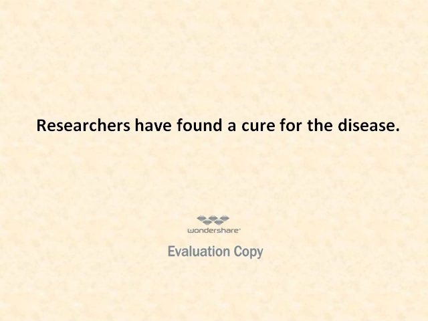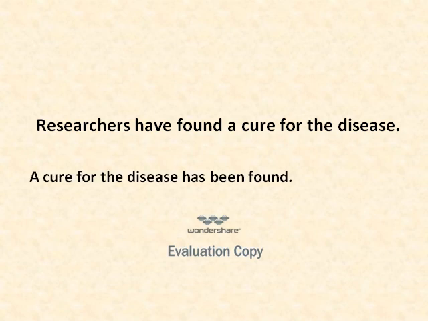Here's another sentence. Researchers have found a cure for the disease. This is in the present perfect in the active voice. What's the new subject? A cure. The subject will be a cure for the disease. When that becomes the subject, we have to make sure that the verb agrees. In this case, has. A cure has been found. So in the active sentence, researchers is plural, and we use the helping verb have. In the passive sentence, the subject is singular, a cure. So we need to use the singular form, has.